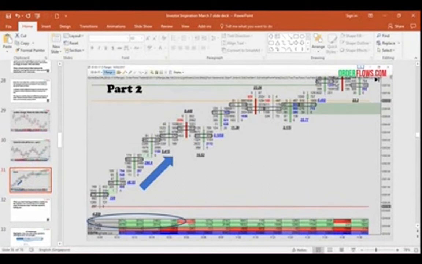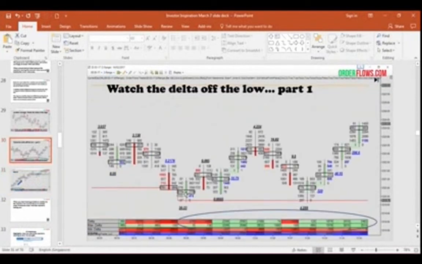Now, not every example is going to be as picture perfect as that. I don't even consider this picture perfect. I could have put much more picture perfect. It would have been picture perfect without these three down bars.